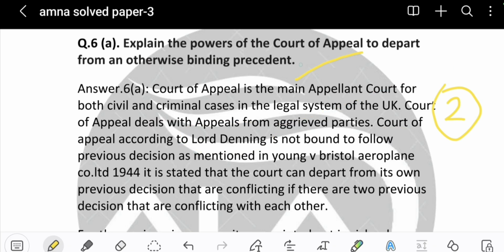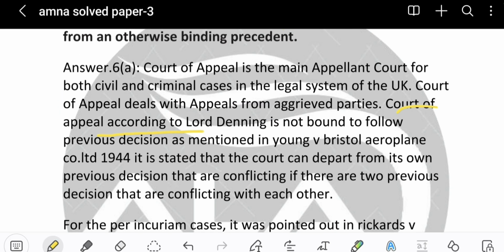First of all, when you write about the Court of Appeal, that it is the main appellate court. It deals with both civil and criminal cases in the UK, and all the appeals that come to this court are from the aggrieved party. This whole point is going to give you 1 mark. Besides this, the other point you will get is from Lord Denning, because Lord Denning plays a very important role in the Court of Appeal.